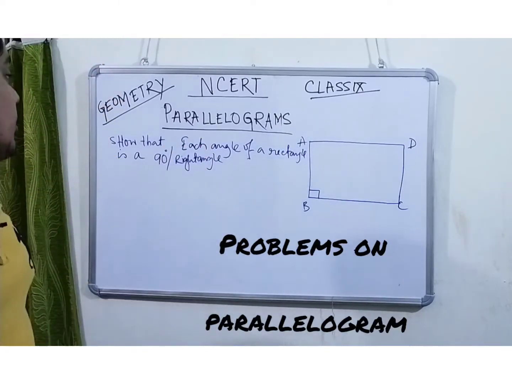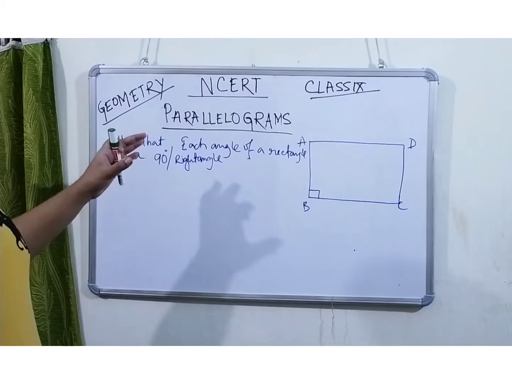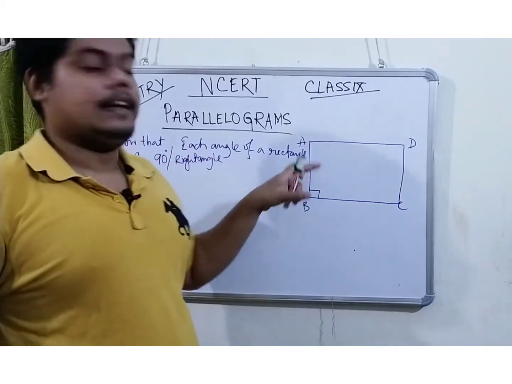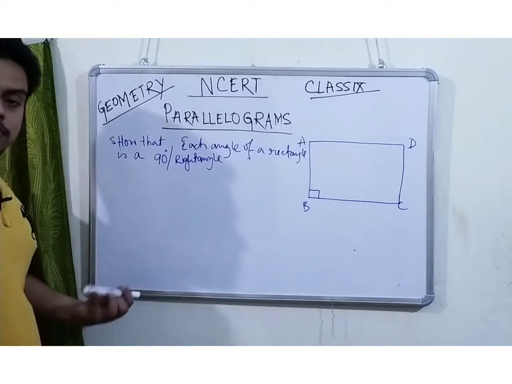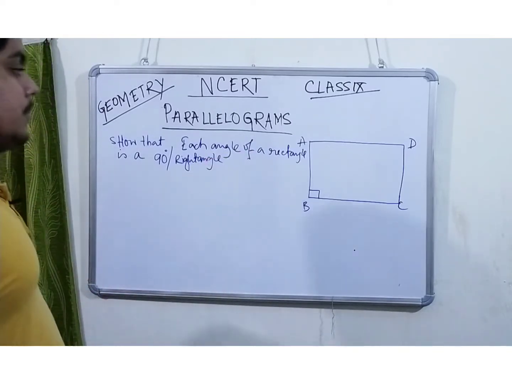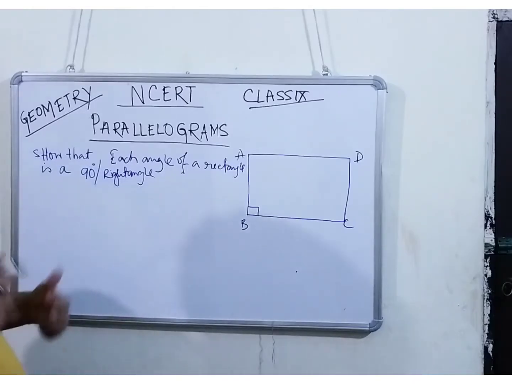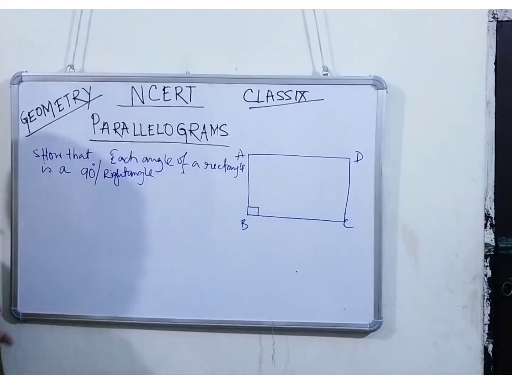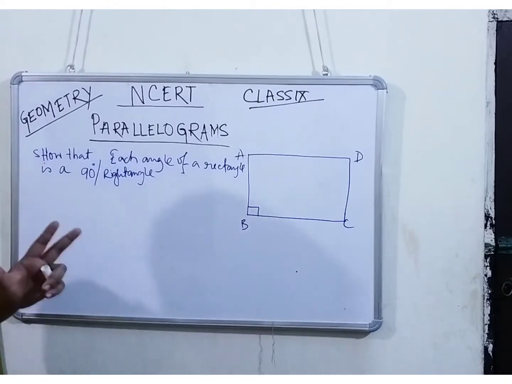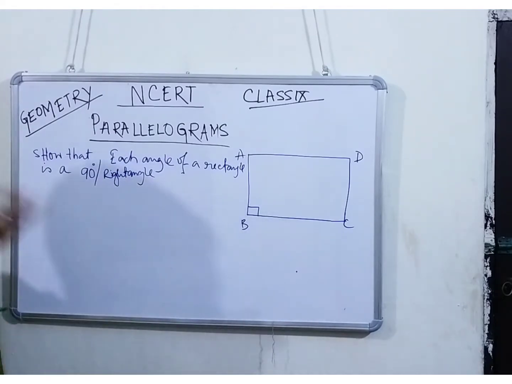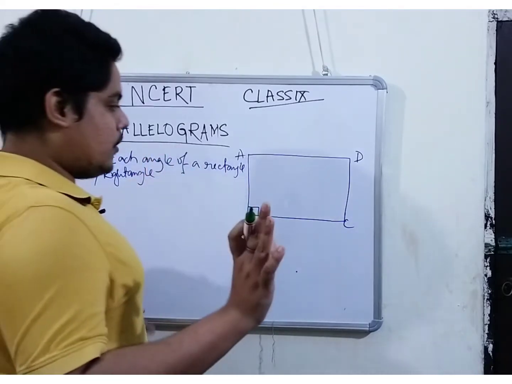And here we have a problem: show that each angle of a rectangle is 90 degrees, or a right angle. What we can say from this picture, if we just recall, is that a rectangle is a parallelogram which has 90 degrees in each angle, but we have to prove it. So it is a parallelogram.